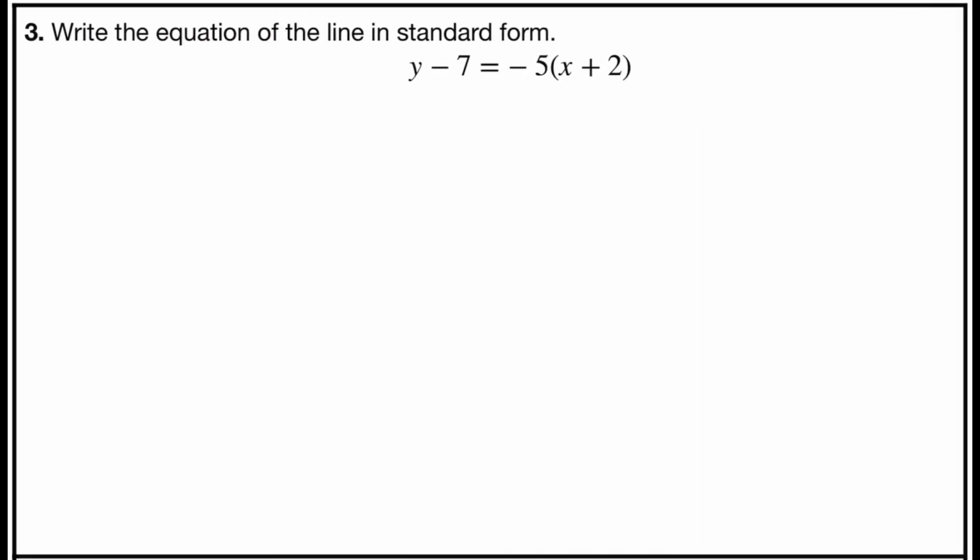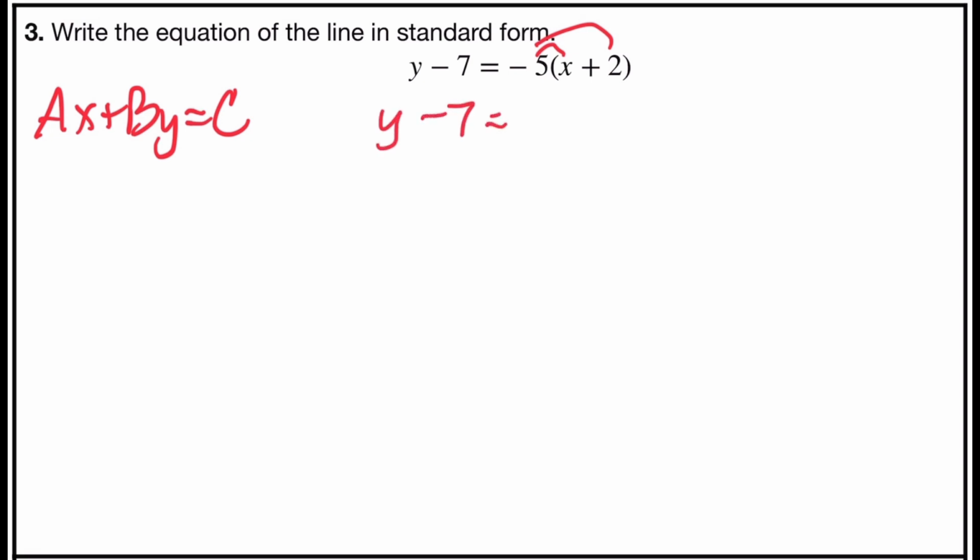Problem number 3 asks you to write the equation of line in standard form. Remember, standard form is ax plus by equals c, where a, b, and c are integers, and a is positive. Right now, my equation is in point-slope form. So I'm going to start out by using the distributive property on the right-hand side.